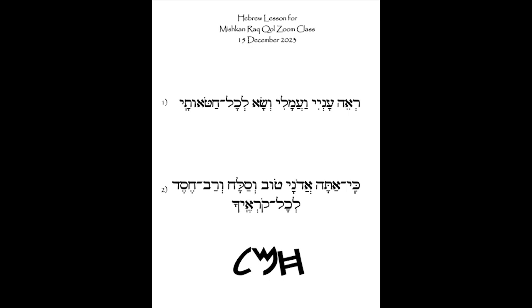Then we have a hyphen, and then what else do we have? What's this next part of the word? We have a chet, and it's pointed patach. So like a CH sound with a quick A, cha.